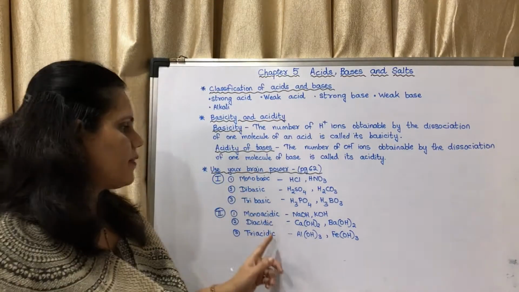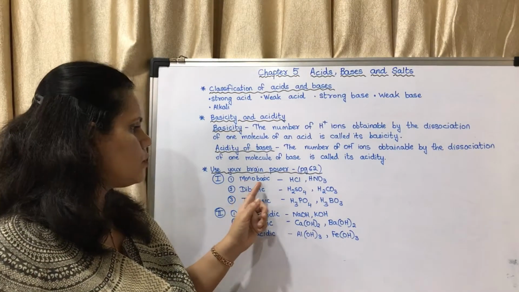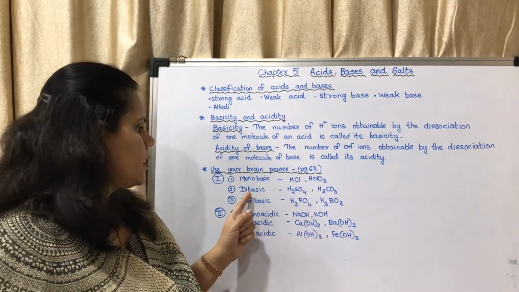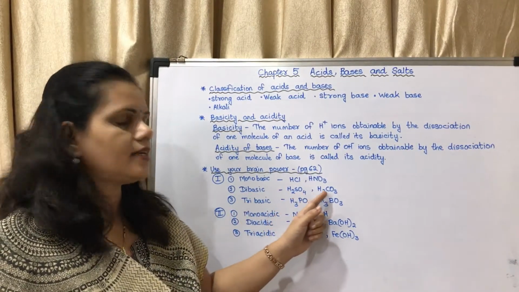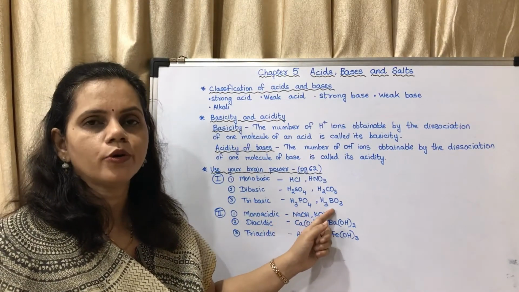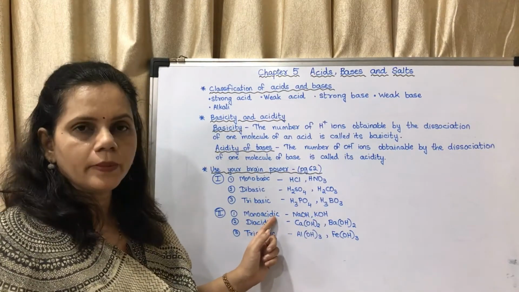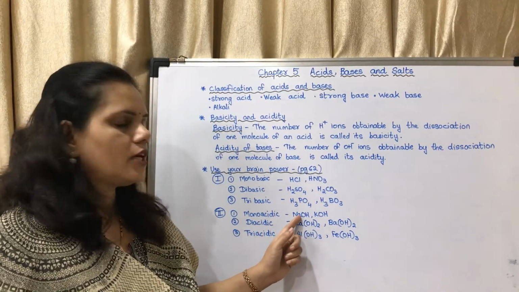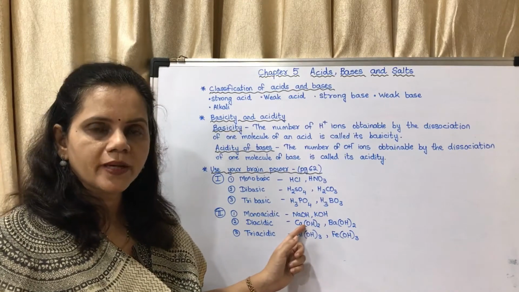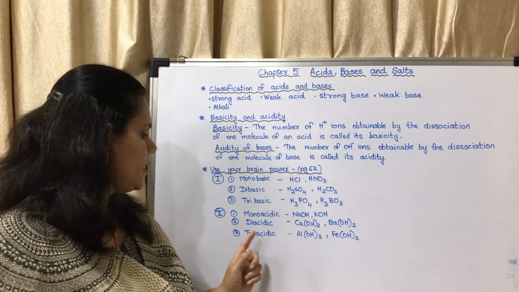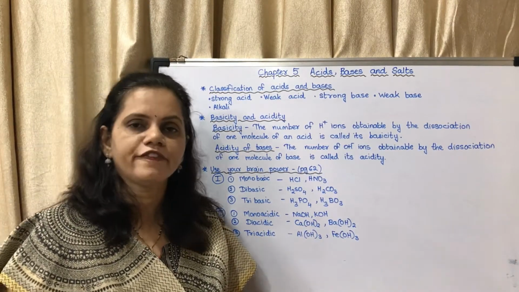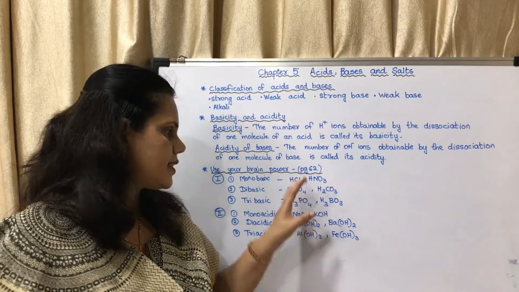So here I have given the examples. Monobasic: hydrochloric acid and nitric acid. Dibasic: sulfuric acid, carbonic acid. Tribasic: phosphoric acid, boric acid. Monoacidic: sodium hydroxide, potassium hydroxide. Diacidic: calcium hydroxide, barium hydroxide. Triacidic: aluminium hydroxide, iron hydroxide or ferric hydroxide. Okay, these are the examples.